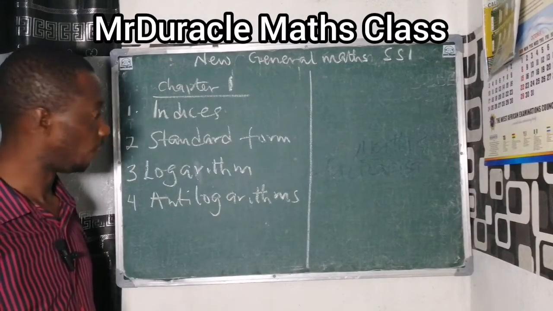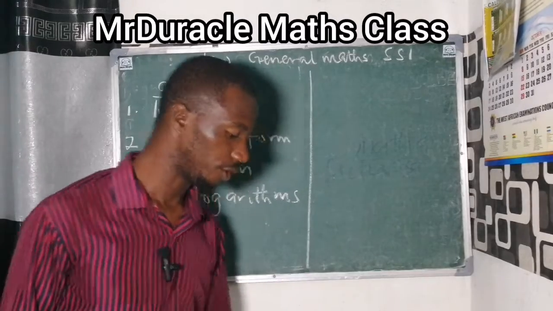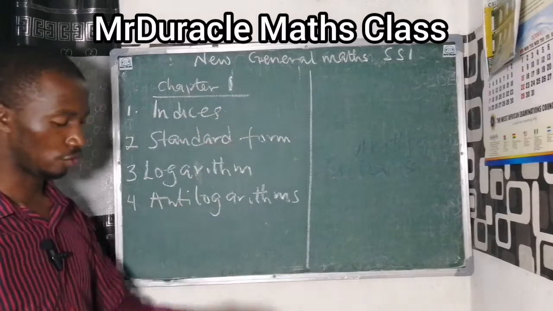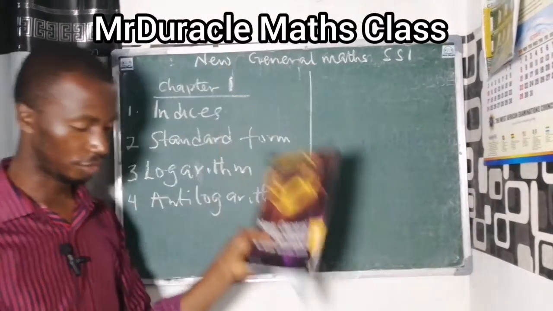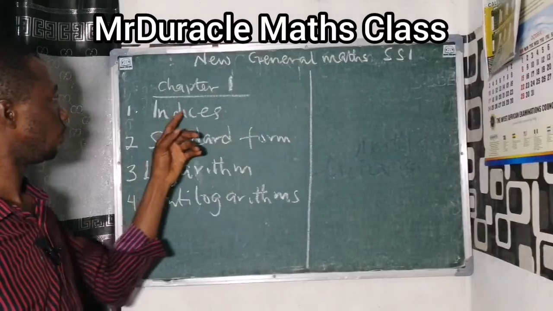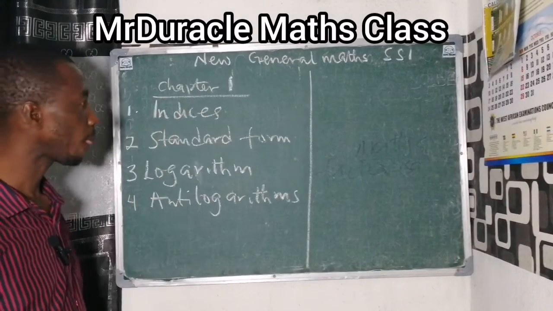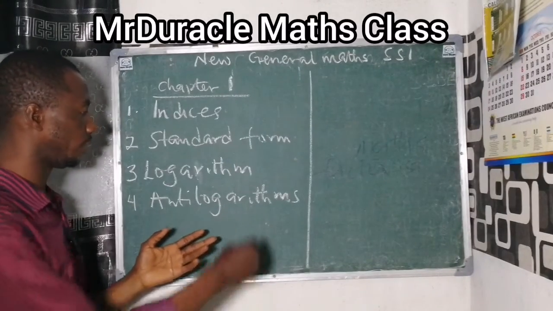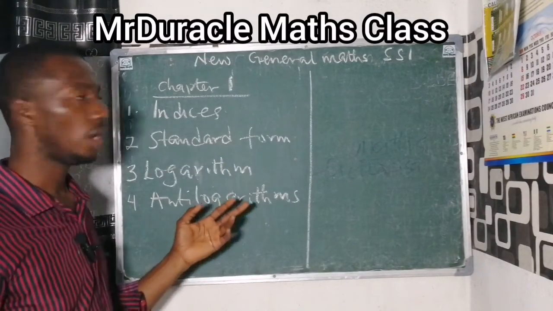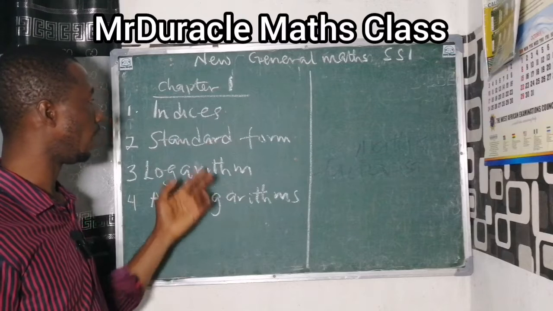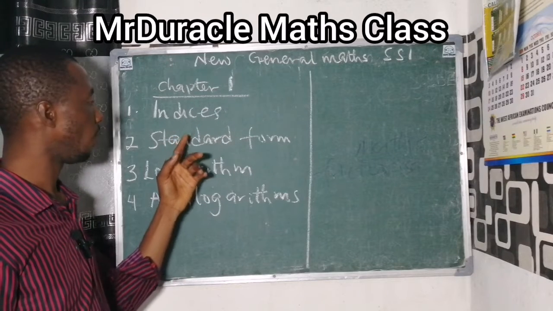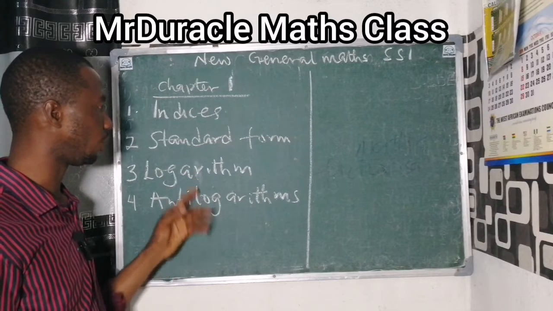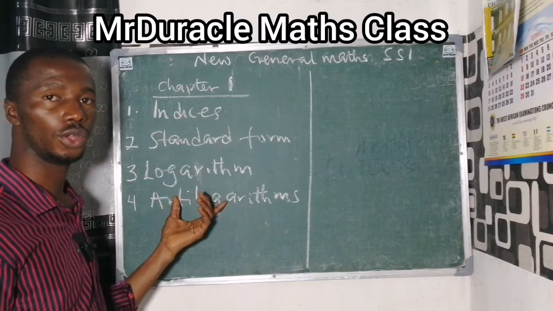So I want to start with chapter one of New General Mathematics for SS1. There are four topics in chapter one that a student should be able to know, and they're all connected to each other. We have indices, standard form, logarithm, and anti-logarithm. So everything about chapter one is about these four topics.